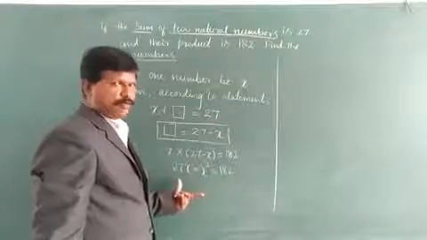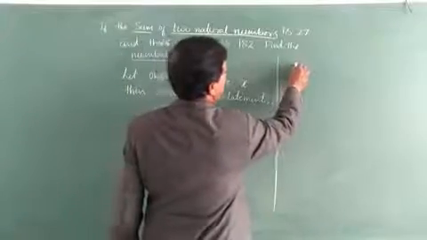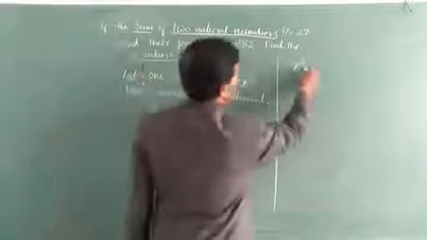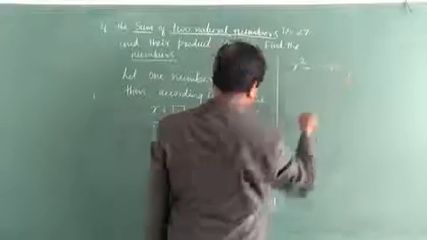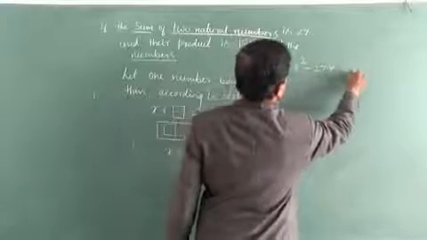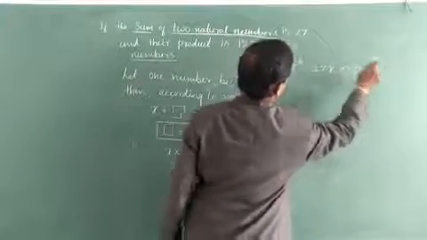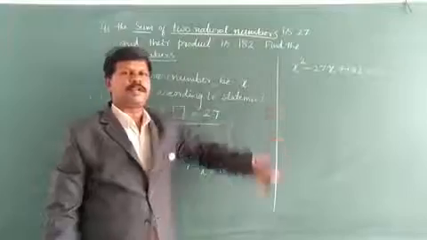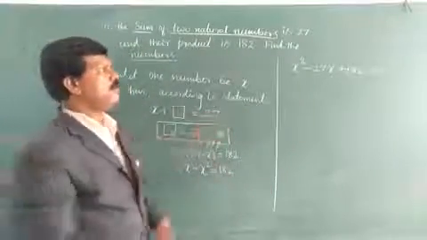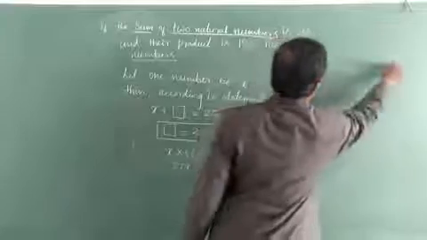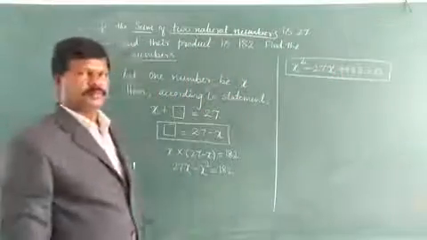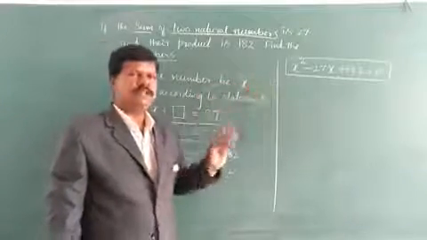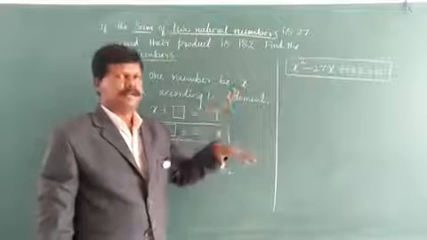Now this is not the standard form, so make it a standard form. It becomes x square, shifting the other terms to that side, minus 27x plus 182 equals 0. See that x square minus 27x plus 182 is equal to 0. Now we got a quadratic equation. Understood? After getting this quadratic equation, you can solve it by any method.